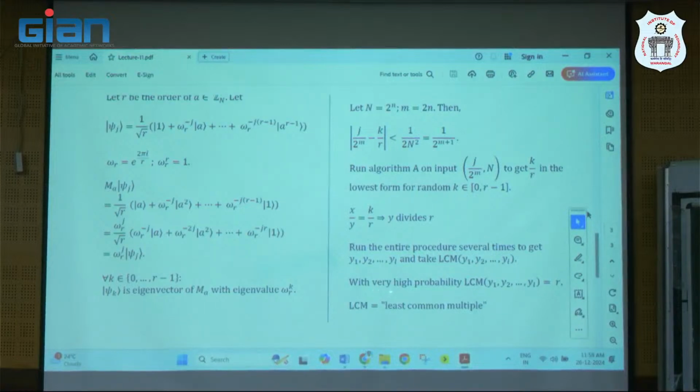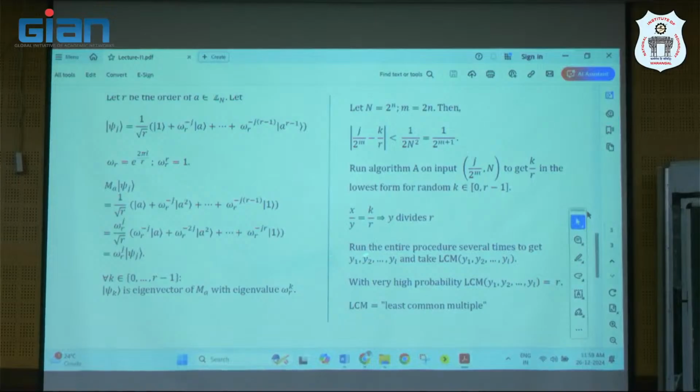Now, what will be our procedure? Run the entire procedure several times to get this Y1 up to YL. Several different Ys. Remember, each time we are running the phase estimation algorithm, we first get J, then from J over 2 to the M we get X over Y. The first one you get, call it Y1. The second time you run the whole thing, call it Y2. And so on, up to YL.